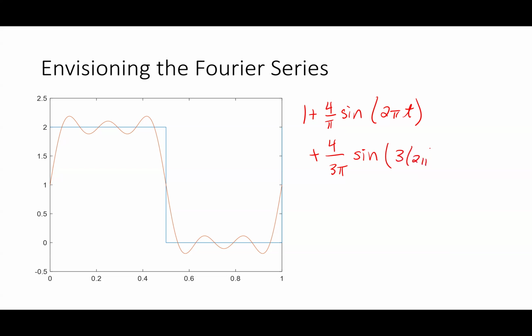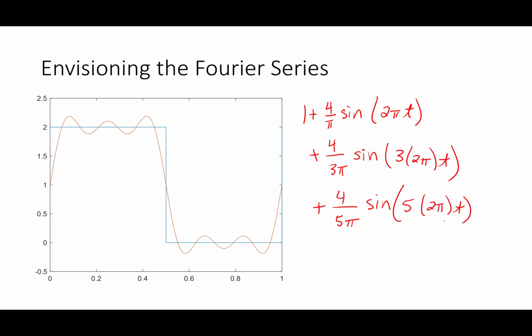I just kind of want to introduce the concept here. Then I added the fifth harmonic. What do you think I write for the fifth harmonic? 4 over 5 pi. And I would say sine of 5 times 2 pi t.